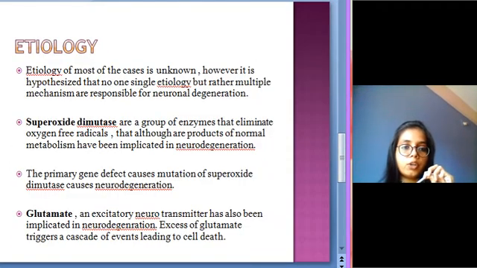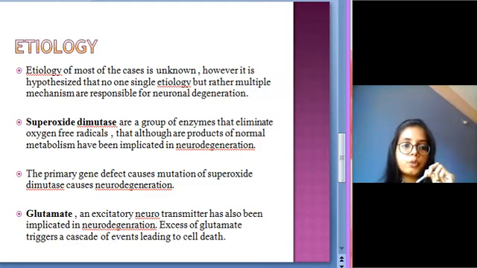Coming on to the etiology. The etiology of most of the cases is unknown. However, there is a hypothesis for a variety of reasons, but it is possible that the mechanism responsible for neurodegeneration is a result of a combination of a variety of causes.